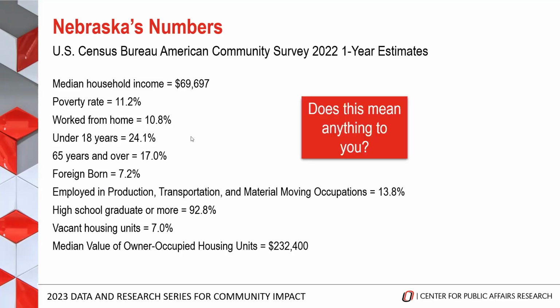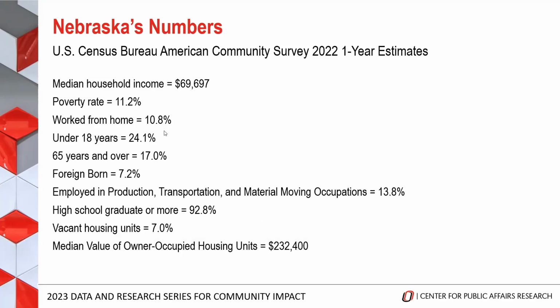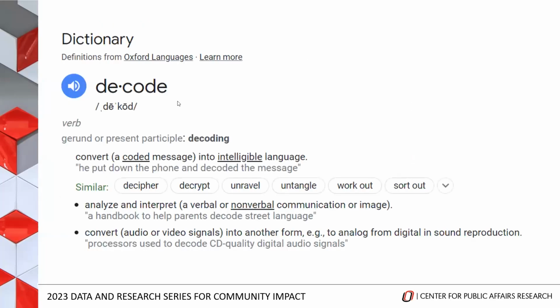Someone did ask, is the ACS one-year reported by MSA? Yes, so you can get it by metropolitan statistical area. That's Omaha-Council Bluffs, Lincoln, Grand Island, and Kearney. And so today I really want to talk about some of the 2022 numbers, but I want to put a spin on how we talk about those numbers with this focus on decoding.